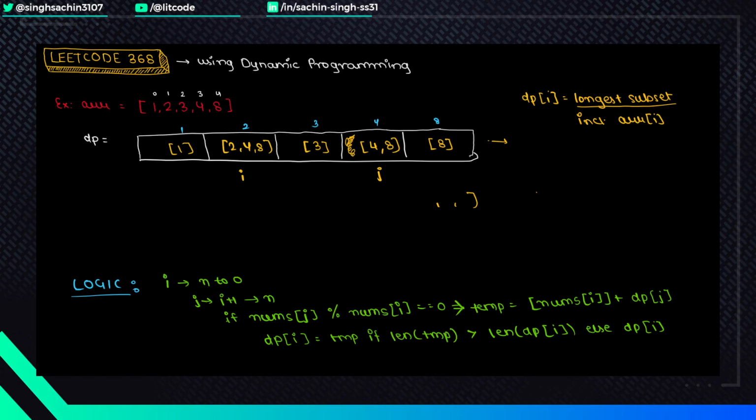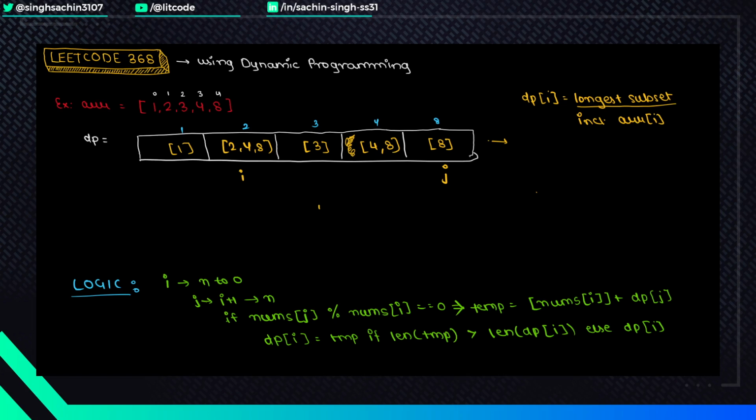Next we'll again move our j pointer, and we'll get to the next value, which is 8. Okay, 2 can divide 8, but if you see, the result will be 2 comma 8, and the length of the resultant is smaller than the current value, so we will not update the current value in the dp array. Now you get the gist.